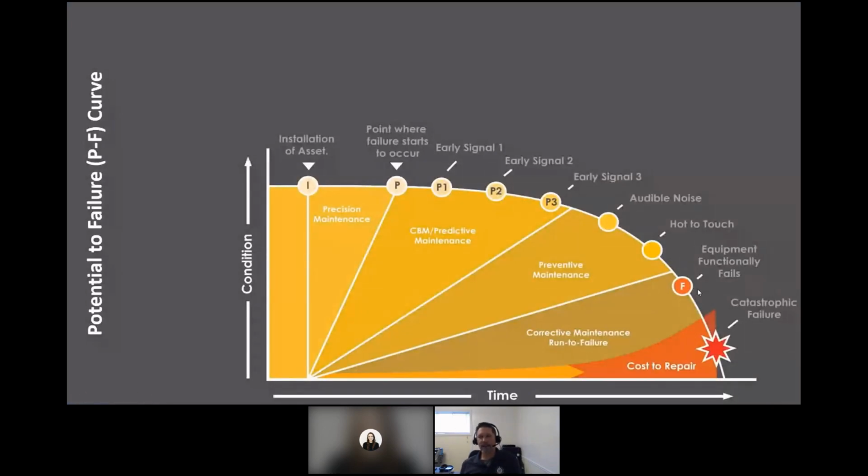All right. The PF interval is a predictor of remaining useful life from when we detect that early warning signal of something that is failing. Now, let's talk about why we really care about the PF interval and why we want to get it further up the curve. Why do we want to detect it sooner? Because that's going to help us optimize our strategy.